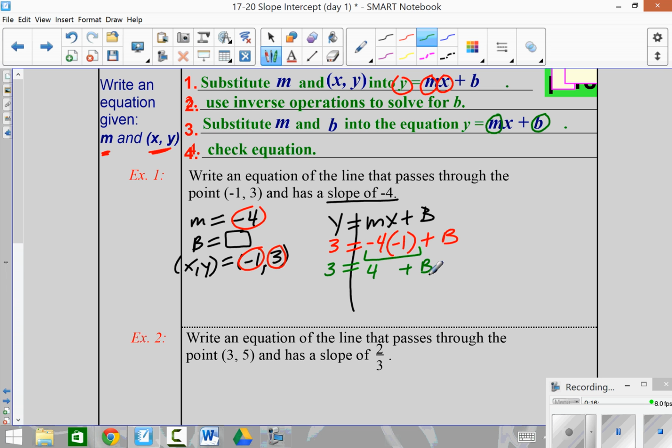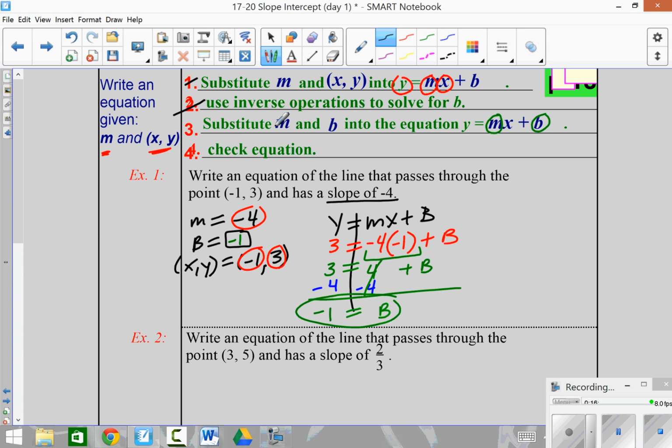Now I want to get this b by itself, and I have a +4. So what I'm going to do is I'm going to undo this +4. I'm going to subtract 4 from both sides. So the 4's cancel out. My b drops down. 3 minus 4 is -1. So now I have my b, which is -1. So now that I have my m is -4, my b is -1, I just did steps 1 and 2.